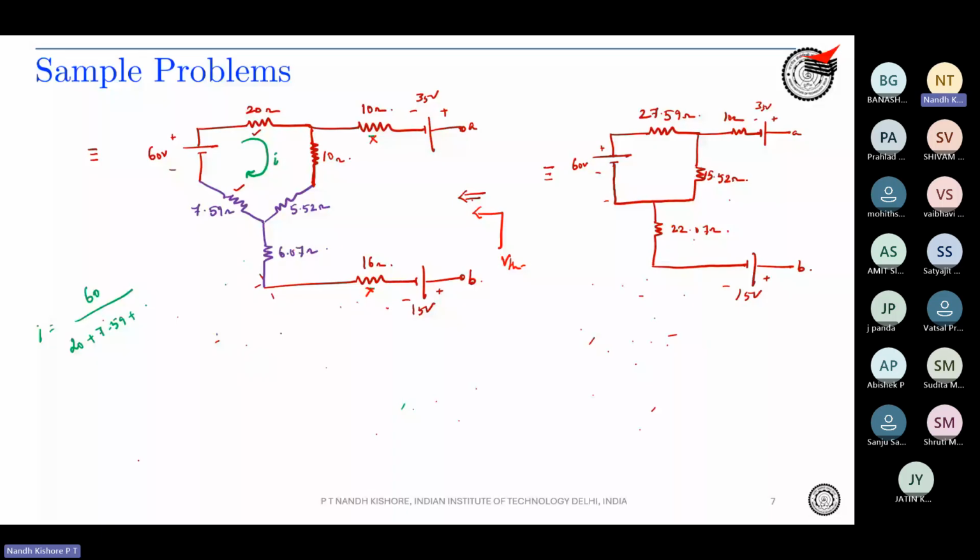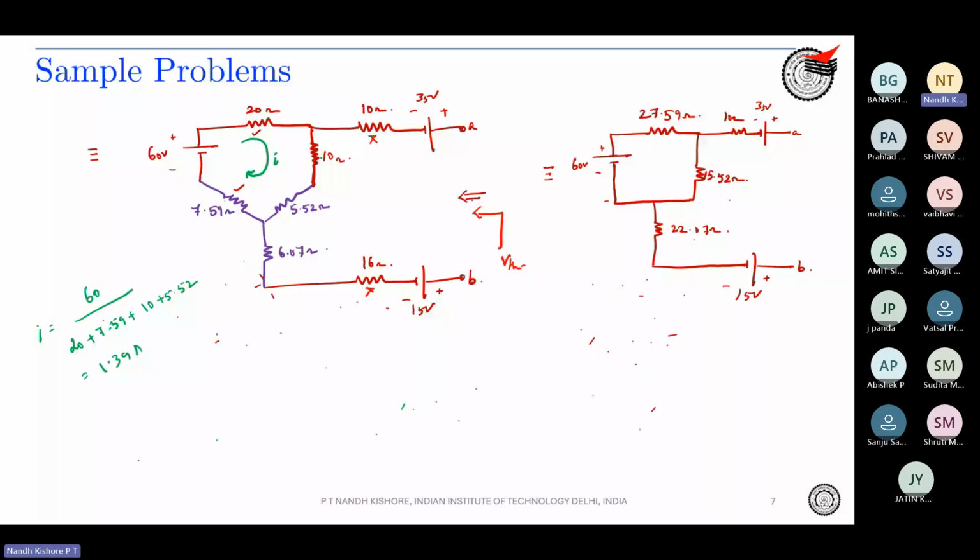So there will be a current that is 60 divided by 20, this resistor, this resistor, this resistor, and this resistor. Okay. So can you tell me what would be the current? I am getting around 1.39 amperes. Okay, this is a current that flows into this circuit.